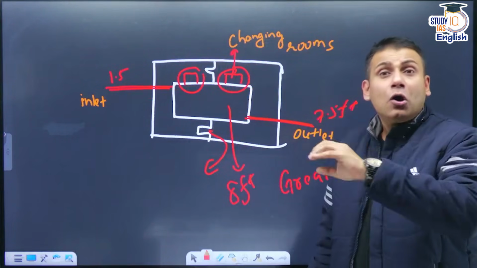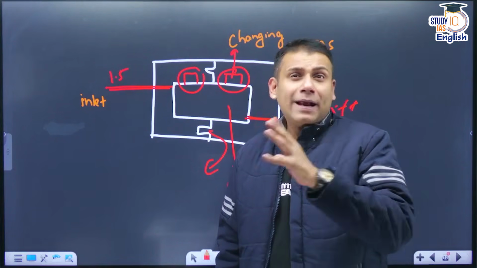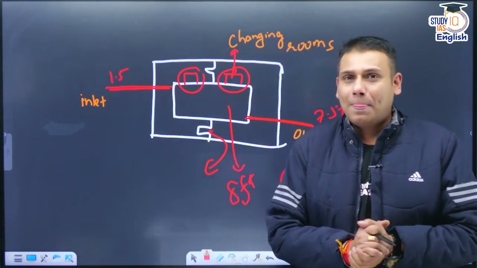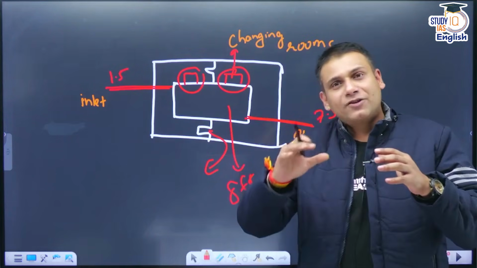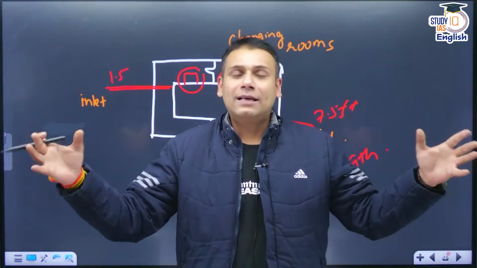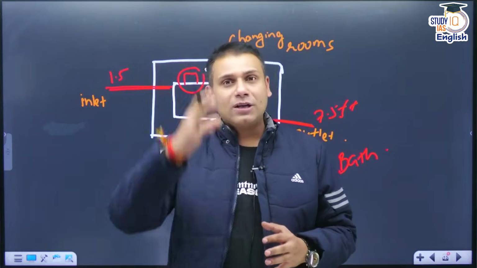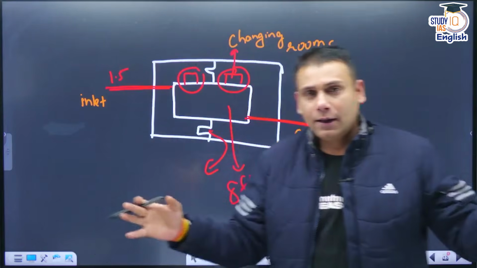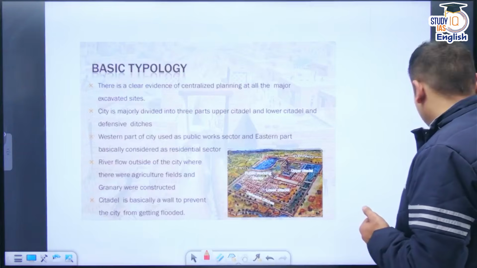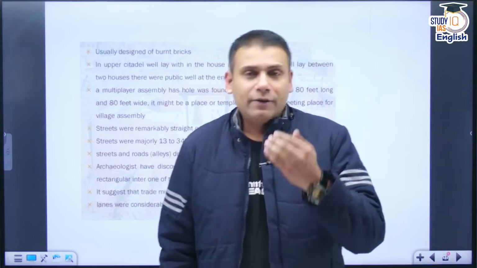There is no use of a single stone in Great Bath. It is made up of burned bricks. And this was found for the first time at the site of Mohenjo-daro. So this is about the basic structure of Great Bath, the Great Granary, the division of the city into two parts, upper citadel, lower citadel, the extent of Indus Valley civilization from north to south and east to west. Correct? Apart from this, what sections are very important from the exam perspective, this is the detailed explanation.